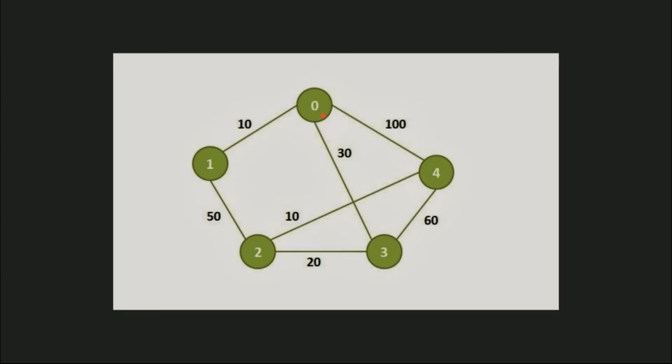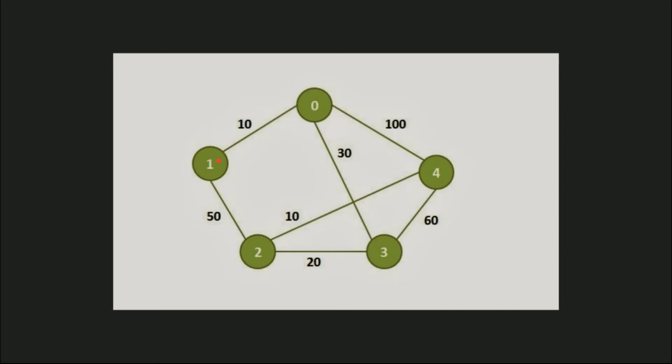Now as we can see, from 0 we can go to 2 via 3. So we can say that node 2 will have a value of 30 plus 20, that is 50. So infinity is replaced by 50. Now, among all the adjacent nodes to 0, that is 1, 3, 4, node 1 has the minimum value. So we mark node 0 visited and go to 1.